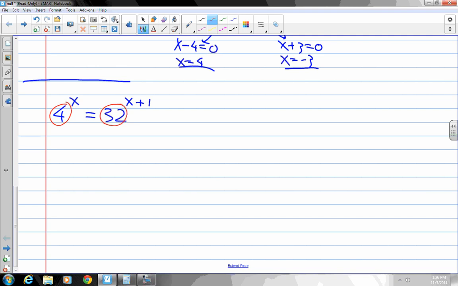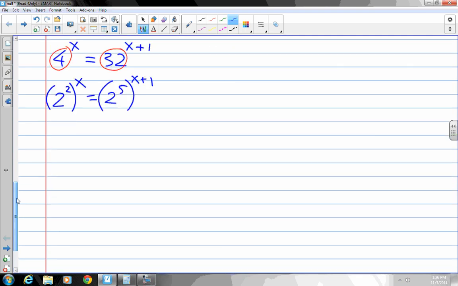2, because I can express both 4 and 32 in terms of base 2. 4 is 2 squared, still raised to the power x. 32 is 2 to the power 5, still raised to the power x plus 1. So I'm just rewriting those expressions so they have the same base.